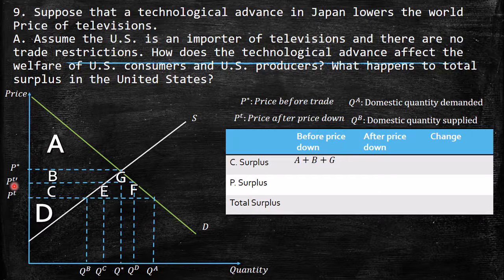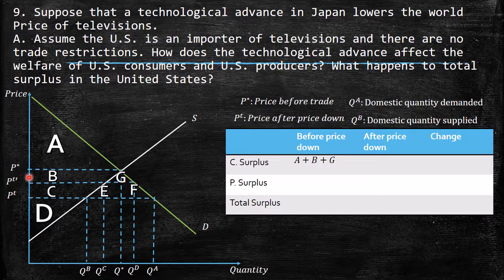They have to pay PT prime. So all of these people along this curve, this is kind of saving. So instead of this price, they have to pay PT prime. So this is kind of saving.